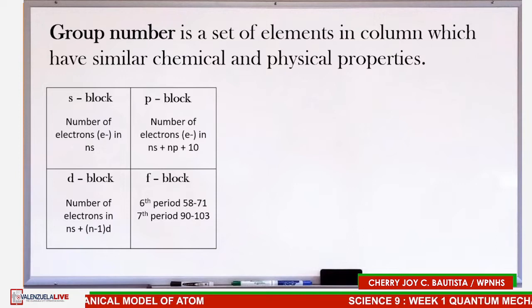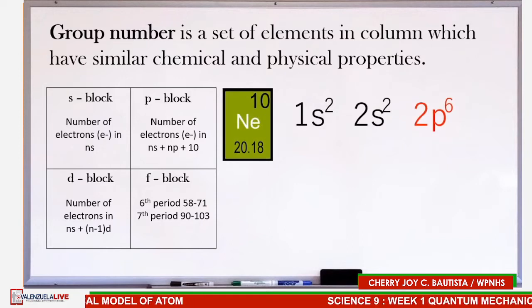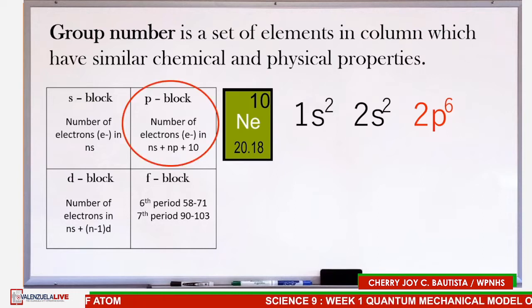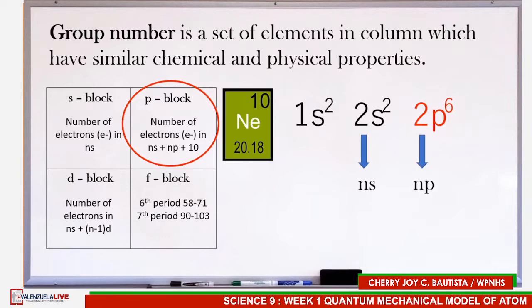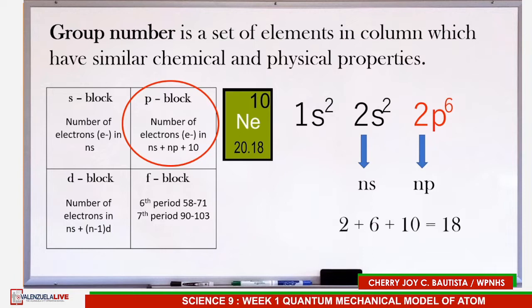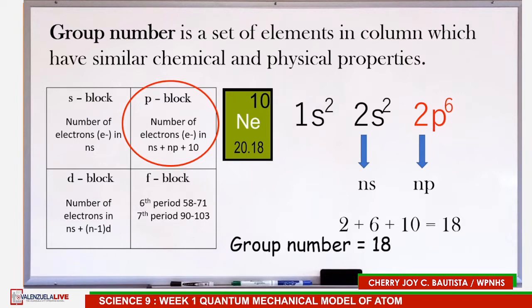Going back to our example neon, since the last electron is in P, we are going to use the formula in the P block, wherein Ns plus Np plus 10. Let's substitute this. We get 2 plus 6 plus 10 equals 18. Therefore, neon is found on group 18.